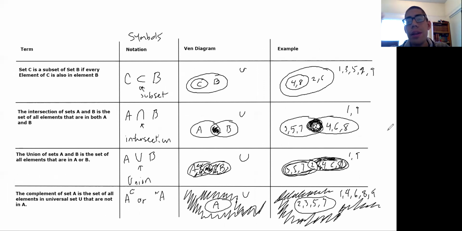the rest of them, right? All the numbers are represented. They're just grouped in different ways. That's all the notation is saying.